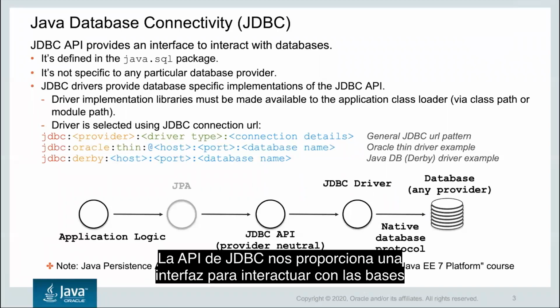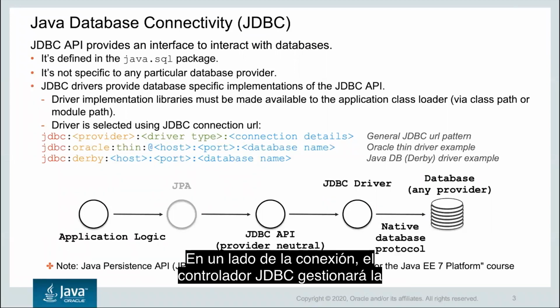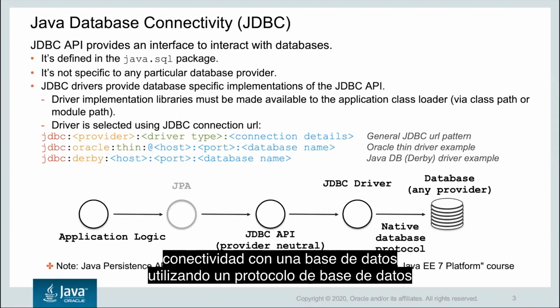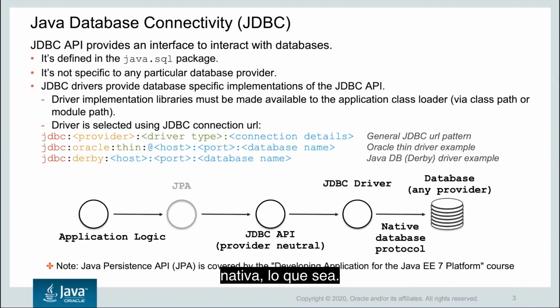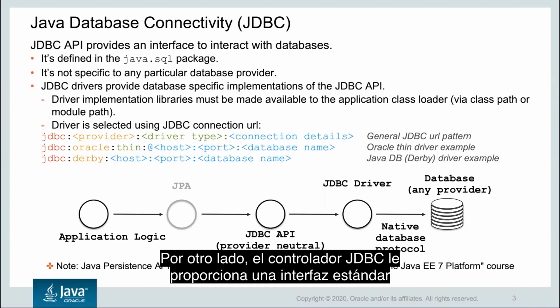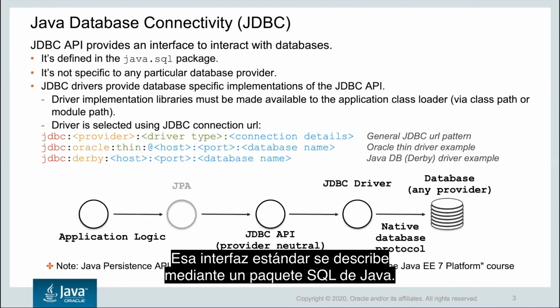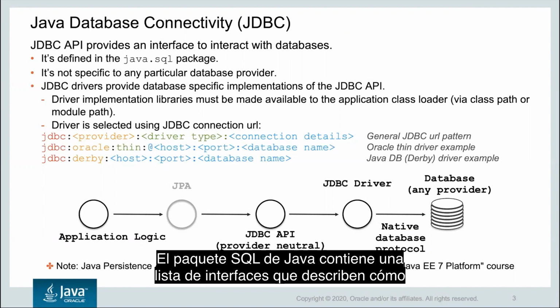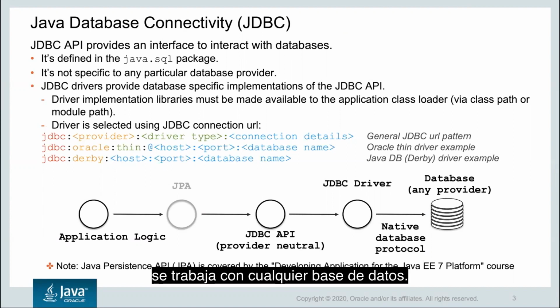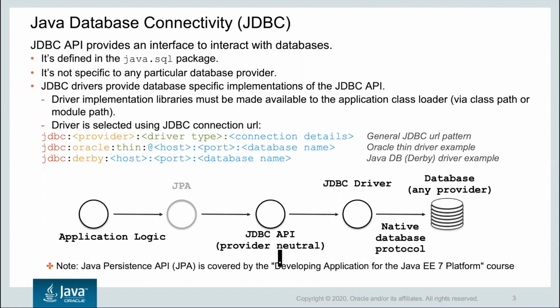JDBC API provides us with an interface to interact with databases. On one side of the connection, the JDBC driver will manage the connectivity with the database using native database protocol, whatever it is. It depends on which database you're connecting to. On the other side, the JDBC driver gives you a standard interface through which you interact with the driver. That standard interface is described by the java.sql package. The java.sql package contains lists of interfaces that describe how you work with whatever database. A driver is a set of classes that basically implements these interfaces.